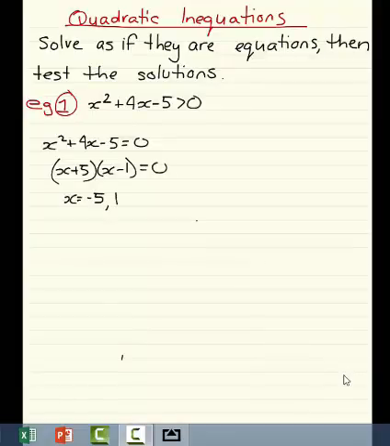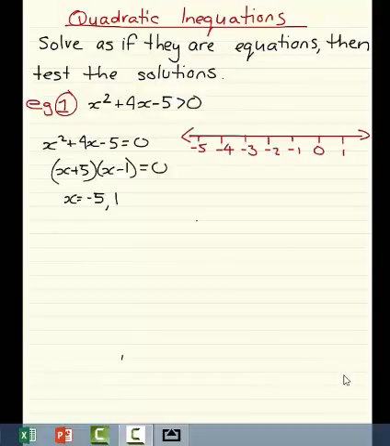And then what you do is you go to your number line. We've got two solutions here: negative 5 and 1. Then we find a spot in between them. x equal to 0 is always an easy one, but it can be any number at all, as long as it's in between the two points that you've found. And you test that point back into your equation.